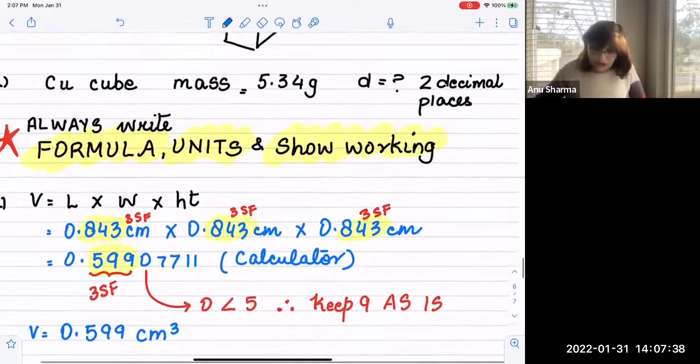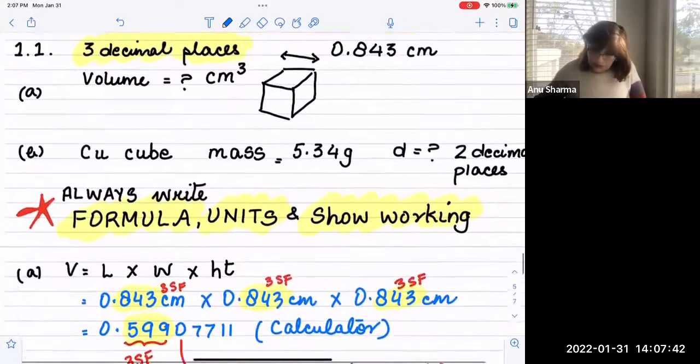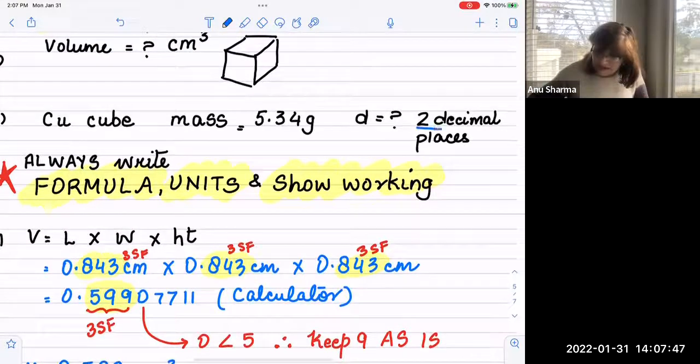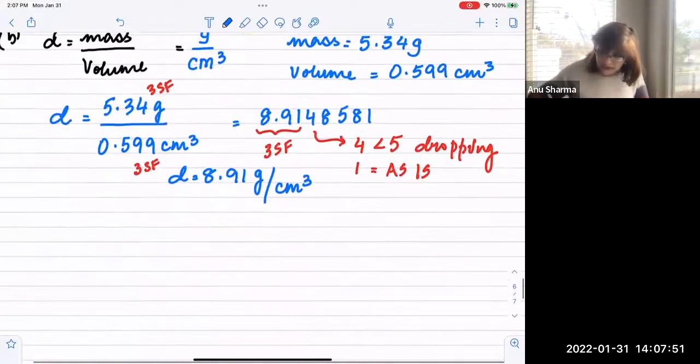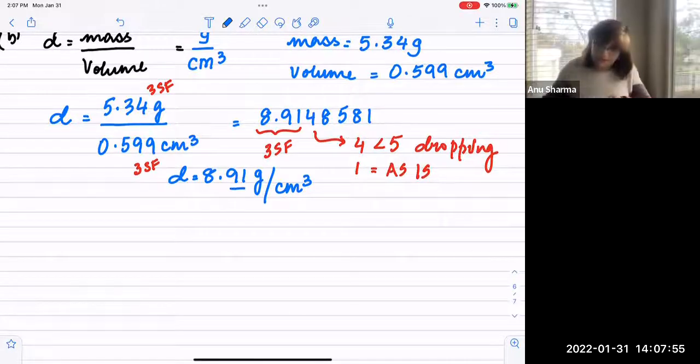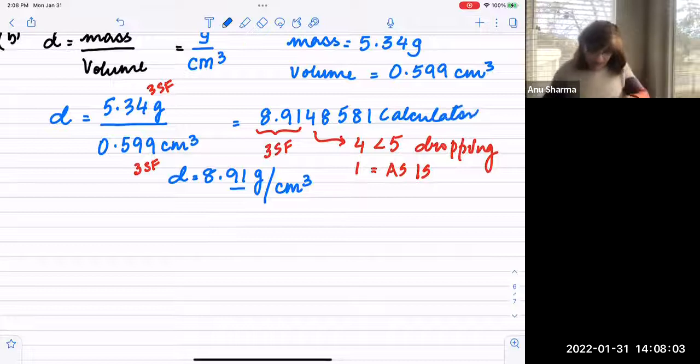And in the question, they were saying up to 2 decimal places. So 3 significant figures and 2 decimal places. Okay, so that's your answer. So that's 1.1. Now let's look at 1.2.